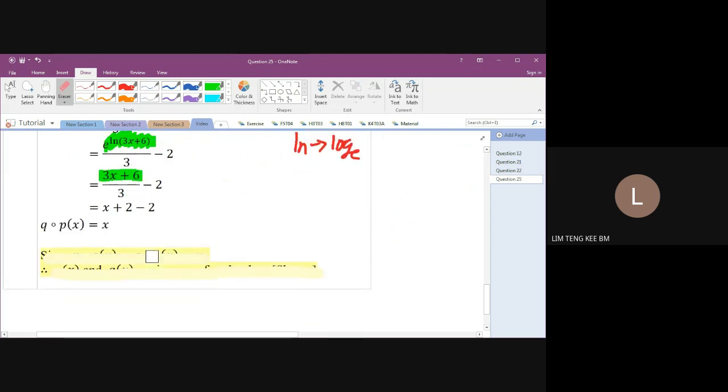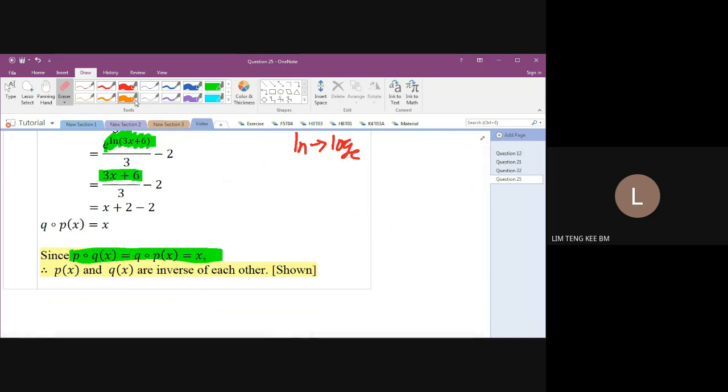Therefore, we come to a conclusion with reasoning. Your reasoning is these properties in summary, and your conclusion is they are inverse of each other. So this is the idea of how to prove these questions. Once again, try not to find the inverse, but just use the properties. You composite in either order in order to complete the proof.